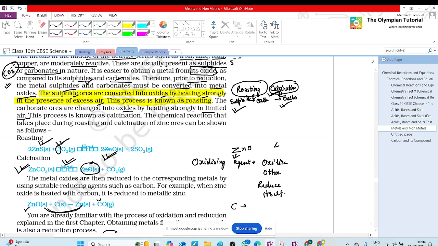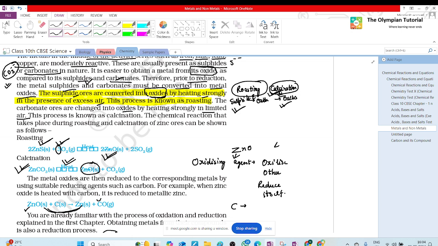Ma'am, why is it easier to obtain metal from its oxide compared to sulfide and carbonate? After that, simple reduction takes place. If they ask this in the form of a question, how would we write the answer? It is easier to get metals from their oxides because by reduction of the oxides of metal we get metal, and after refining it we get pure metal.